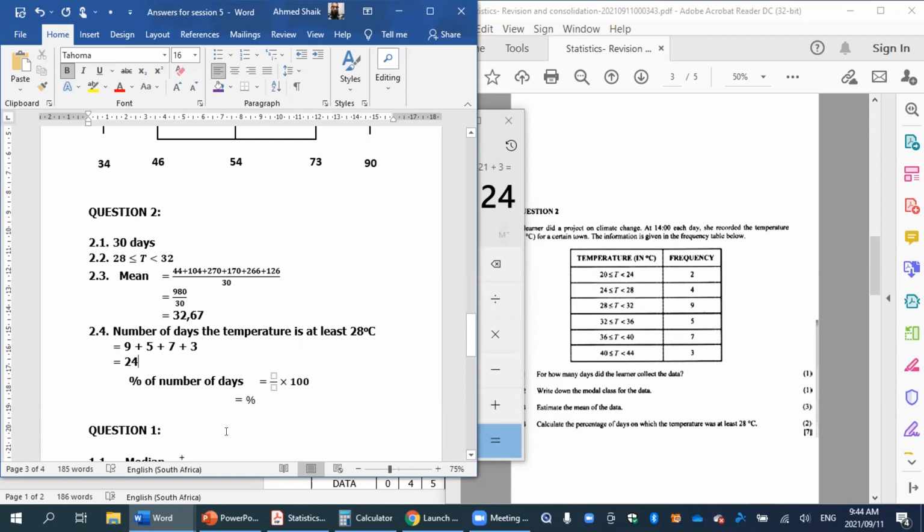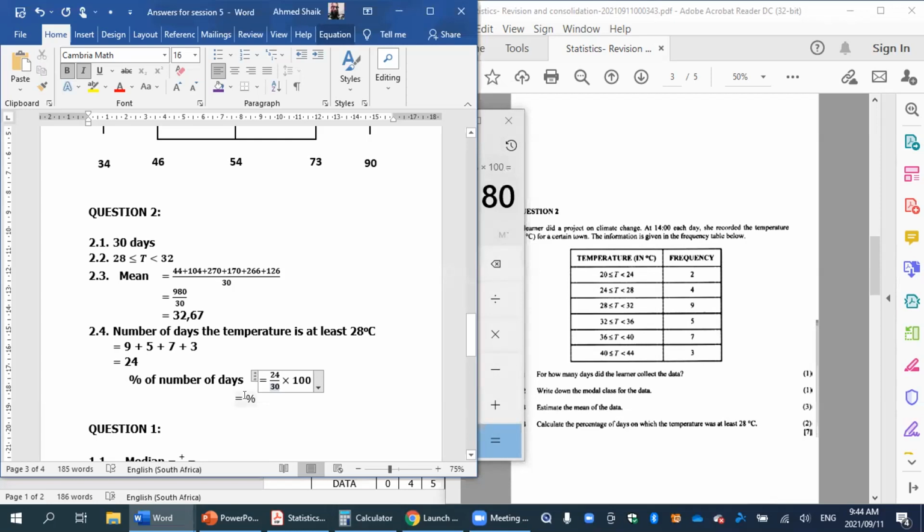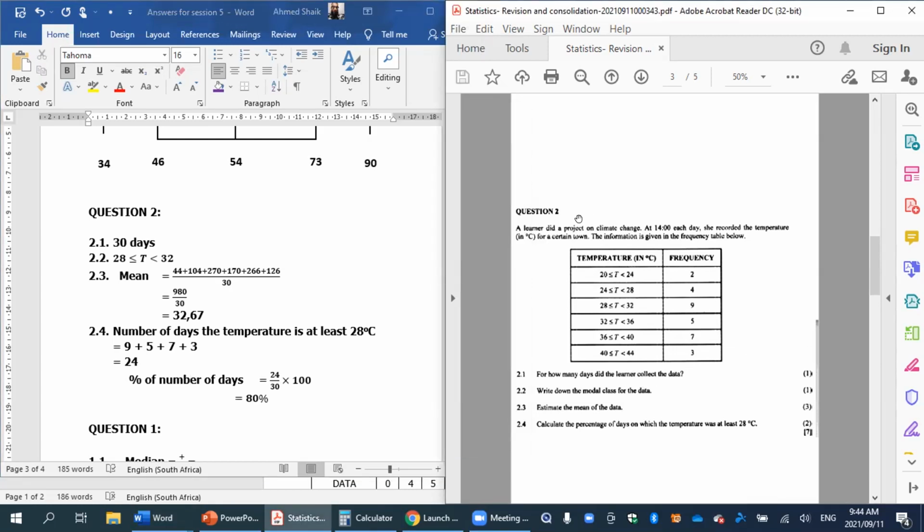Now, in order for us to calculate the percentage of the number of days, it's going to be the days that were at least 28 degrees Celsius over the total number of days, which will be 30, and we multiply that by 100. Let's calculate that. So we've got 24 divided by 30 times 100, and that tells us our answer is 80%. Okay, and that was the last question in question 2. Let's look at our next question.